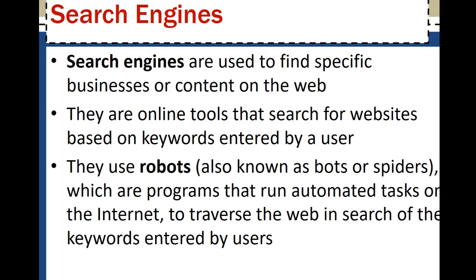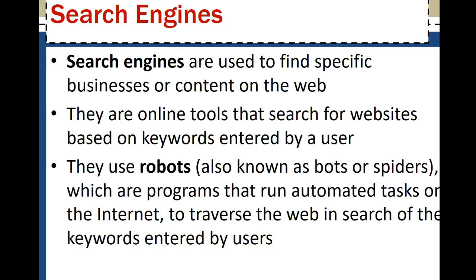Search engines use robots. Sometimes we call them bots or spiders, which are programs that can run automatic tasks on the internet. As the robots browse the web, they index it and organize their findings, which they then store in a database. So that's how the robots work.